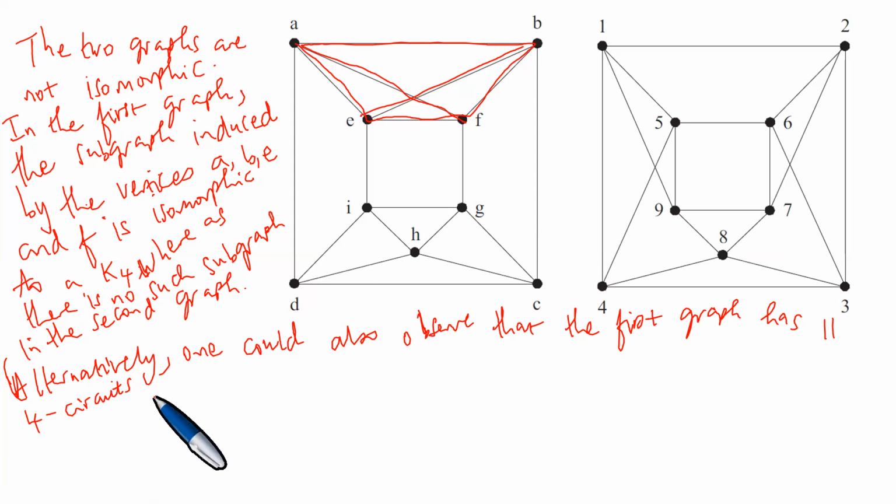4-cycles. For example, A, B, F, E, A is a 4-cycle. Now, also you can look at A, D, I, E, A. It's also a 4-cycle. And you also can look at B, F. So there are 11 of such. So the first graph has 11 4-cycles. That is the deep analysis of that, but you don't need to state which ones because it's a long list, and time is not on your side in these assessments in the exam.